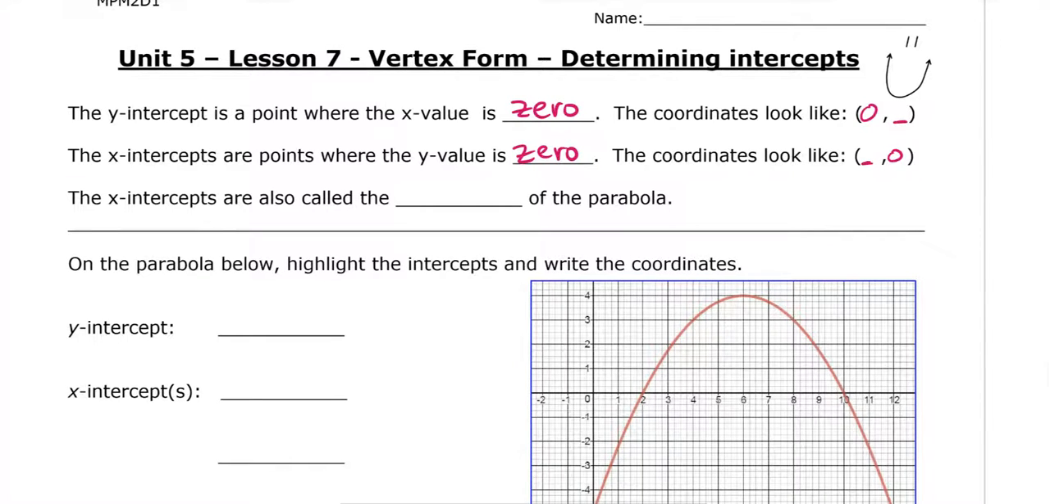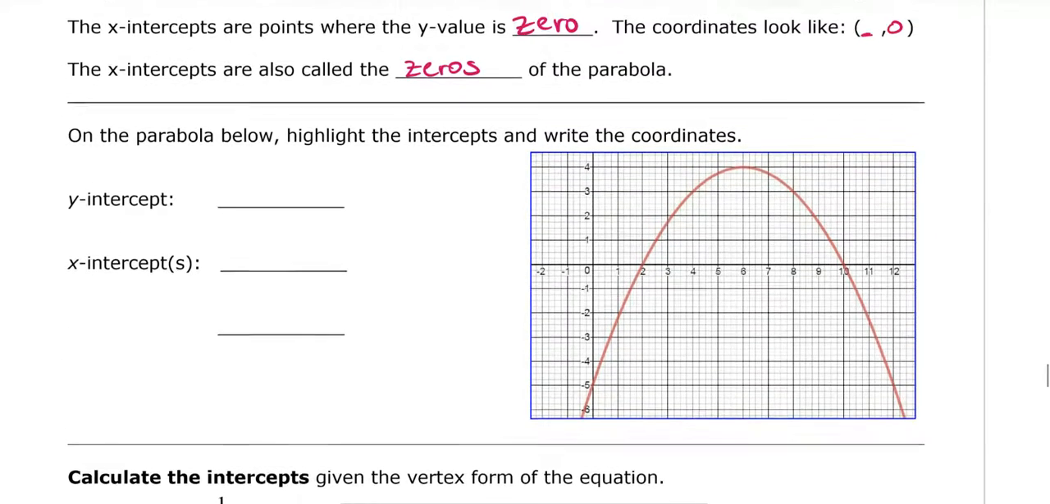The x-intercepts are also called the zeros of the parabola. Yep, or you could say roots as well. So this lesson is about determining the intercepts and their relation to the vertex form. So on the parabola below, we're going to highlight the intercepts and write the coordinates.